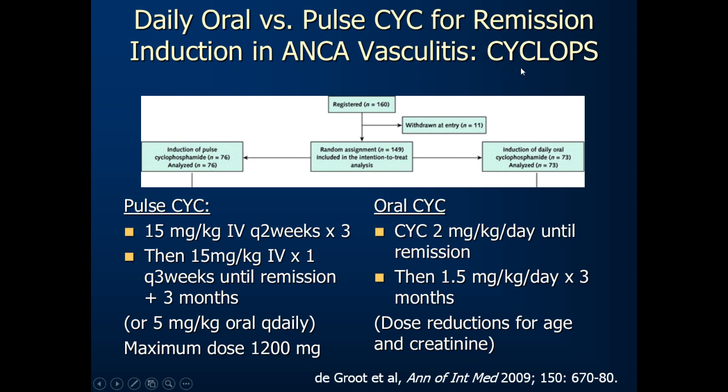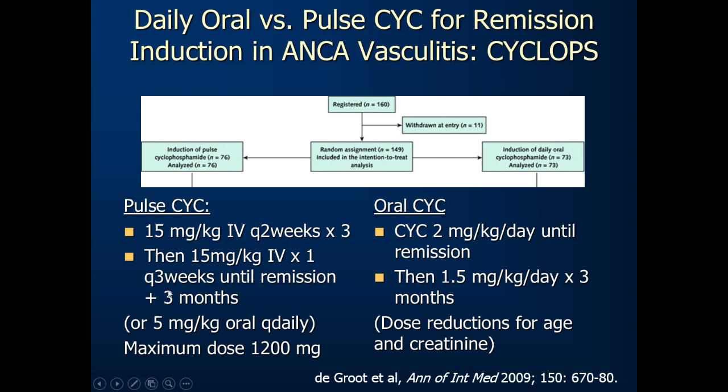So this is cyclophosphamide, and I'm not sure of the initials in here, but it is looking at daily oral versus pulse cyclophosphamide for remission induction. And this is specific to ANCA vasculitis. So in the pulse group, just to give you an idea, not so that you memorize these details, for the first 6 weeks you would get IV cyclophosphamide. So every 2 weeks you would get that for 6 weeks total. Then you would get infusion every 3 weeks until remission was achieved, and I'll talk about that in a second. And you would get this for another 3 months after remission was achieved.